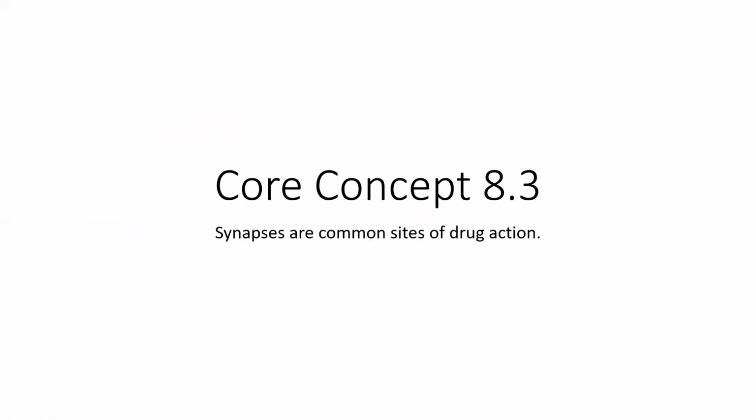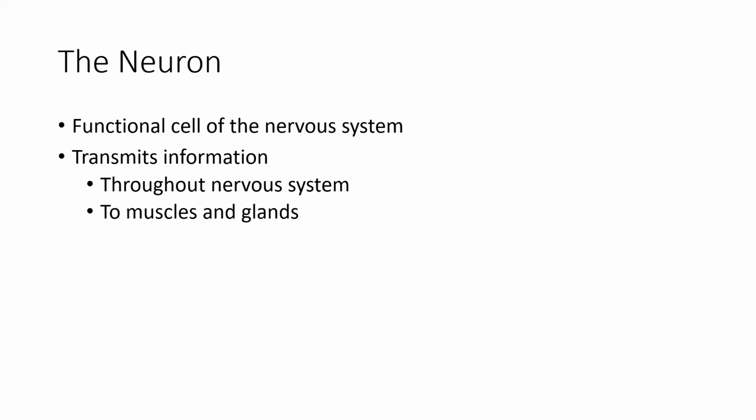Now, synapses, a new word. Synapses are the common sites of drug action. What are synapses? Where are they present? Let's talk starting from a neuron. So what is a neuron?